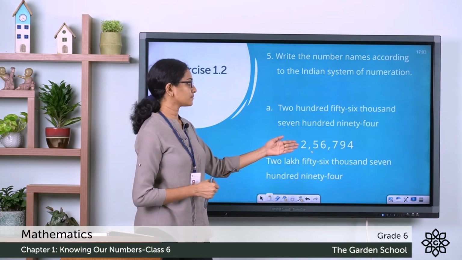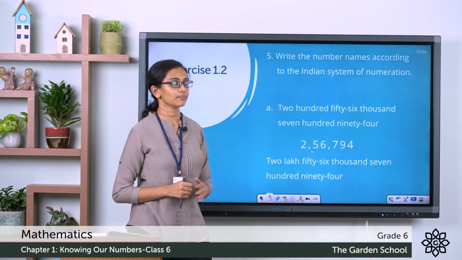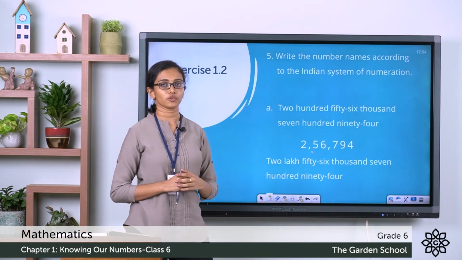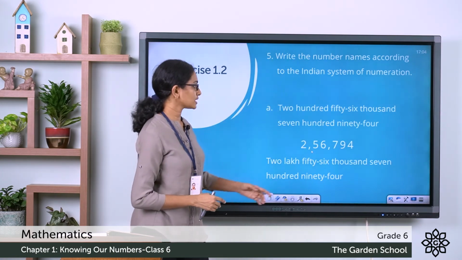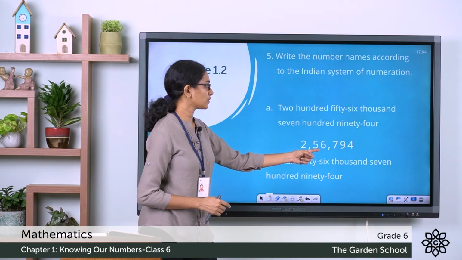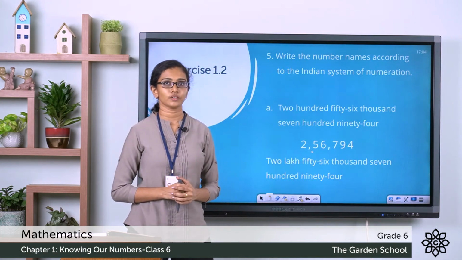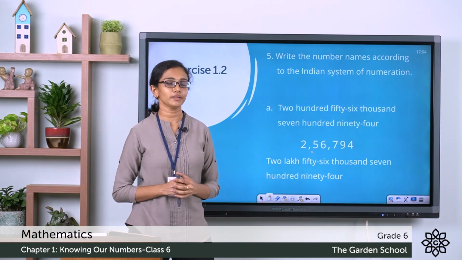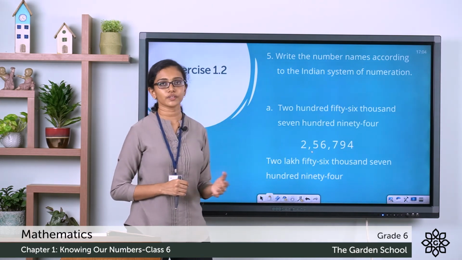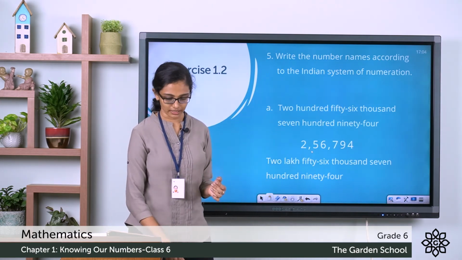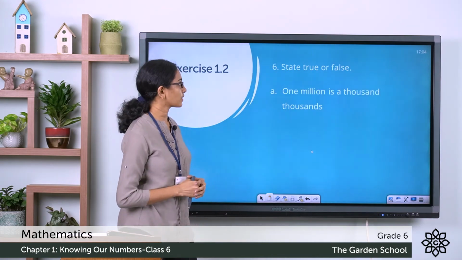get, and from this we can easily write the number name based on the Indian system of numeration. So what is it? It is 2,56,794. So I hope you are clear with this example. Now the rest of the questions you can do yourself in the notebook. Now the last set of questions.